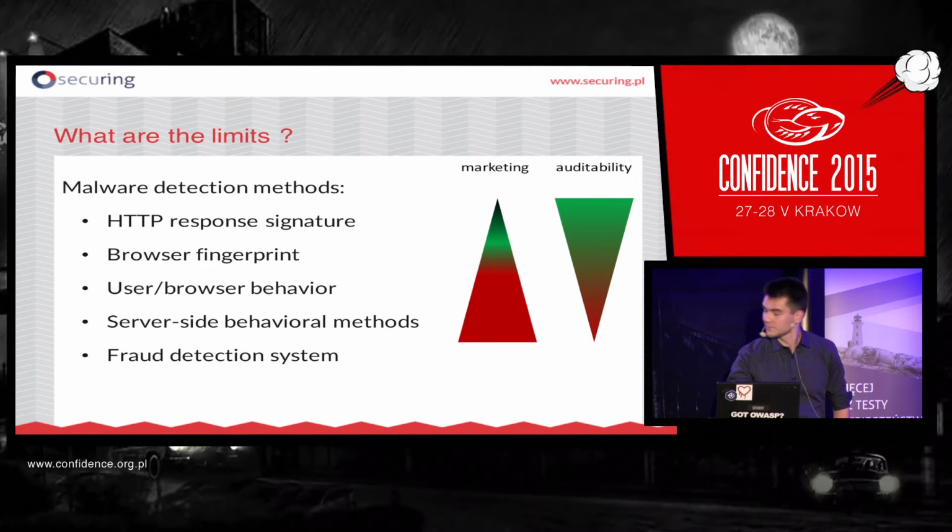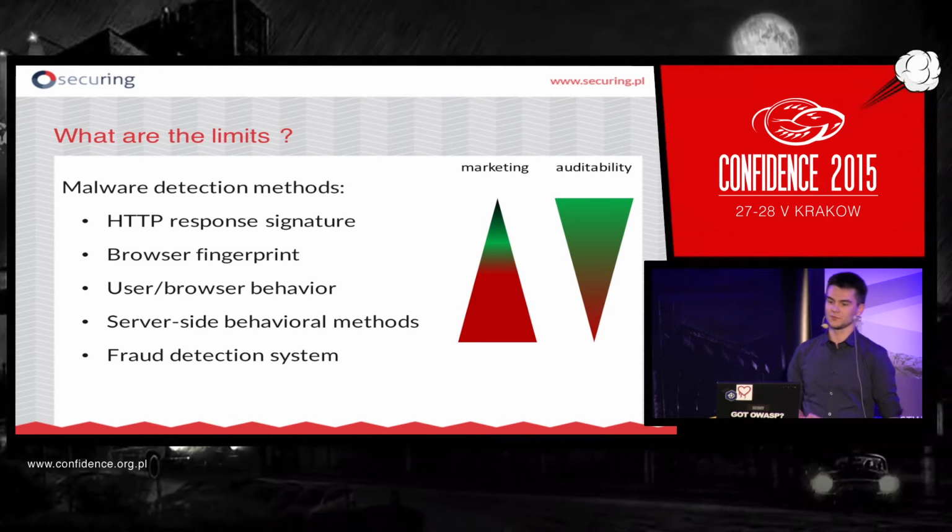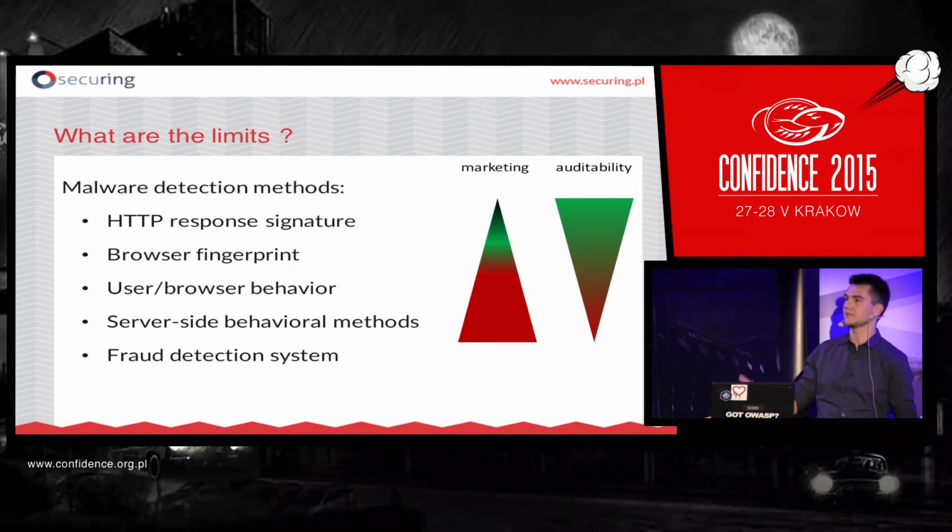Here I got a simple graph of marketing and auditability of these solutions. And by marketing, I mean the marketing power of saying such phrases. So when a marketing person goes into the bank and says, oh, our solution uses HTTP response signature, people from the bank think, okay, why not? And the auditability of this is very big. Of course, you can check which signatures, which malware is caught by these signatures, and so on.